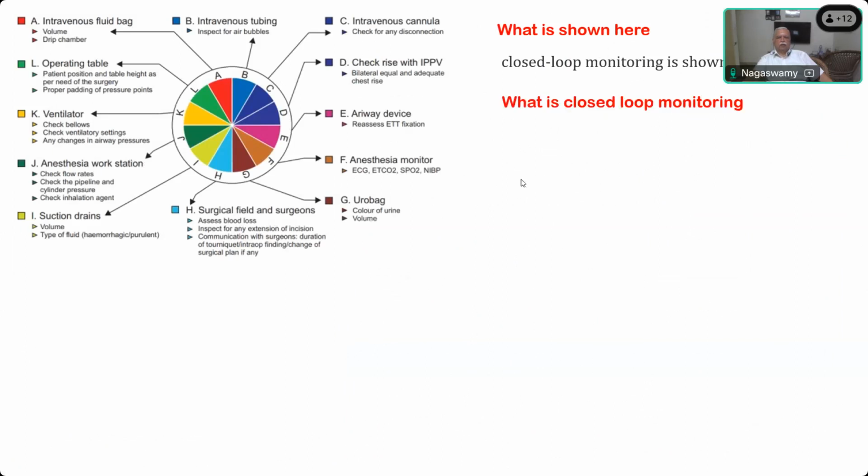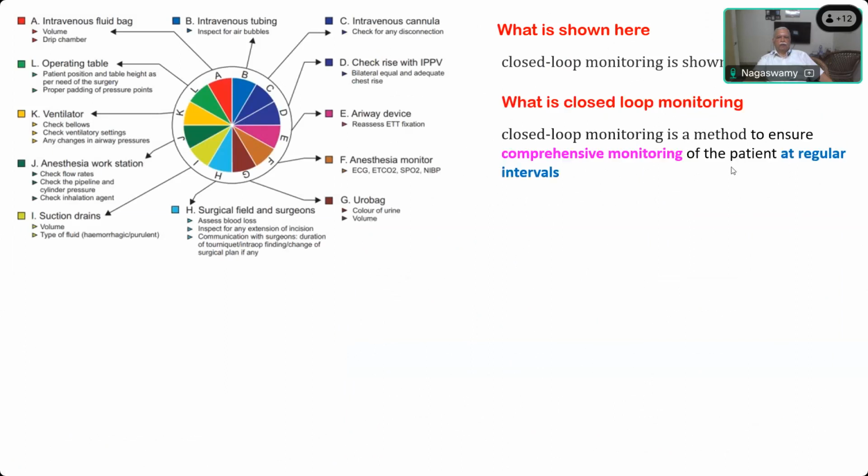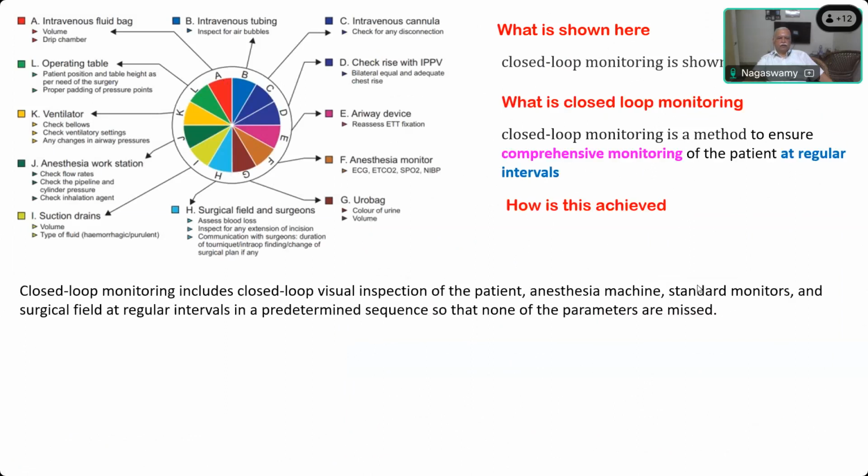So what is meant by closed loop monitoring? It is the method to ensure comprehensive monitoring of the patient at regular intervals. And how is this achieved? It is achieved by closed loop visual inspection of the patient, anesthesia machine, standard monitors, and surgical field at regular intervals in a predetermined sequence so that none of the parameters are missed. So this will be the future for us, to keep constant vigilance monitoring of the patient.